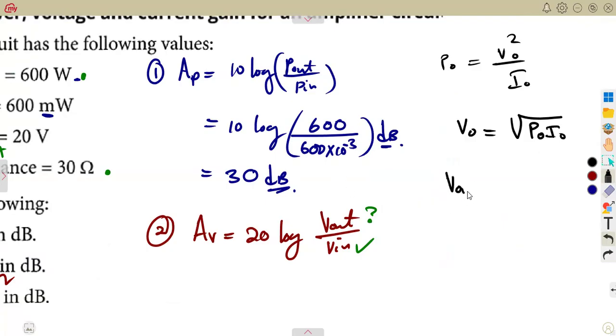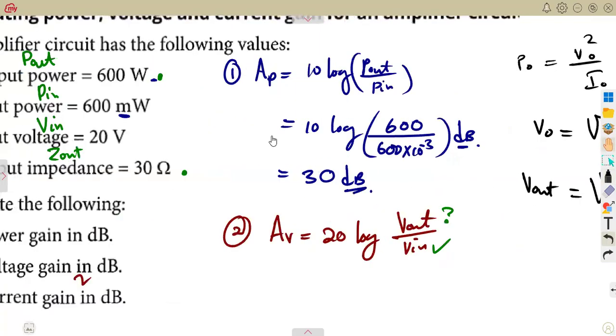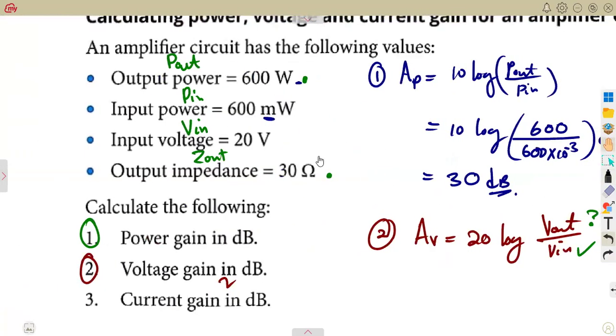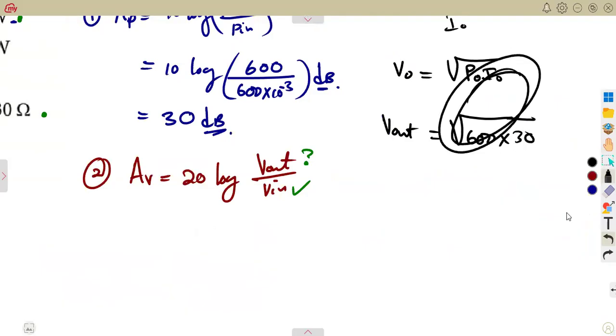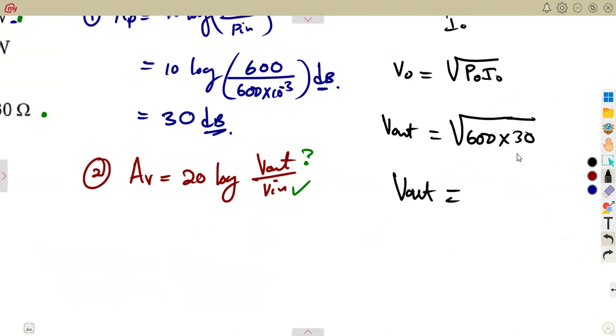So we can calculate our V out, which is the square root of the output power, 600, and the output impedance, which is 30. So that's 600 times 30. Guys, this one is just a repetition. I talked about this formula. That gives us 134.164 volts. With this, we can calculate our voltage gain.